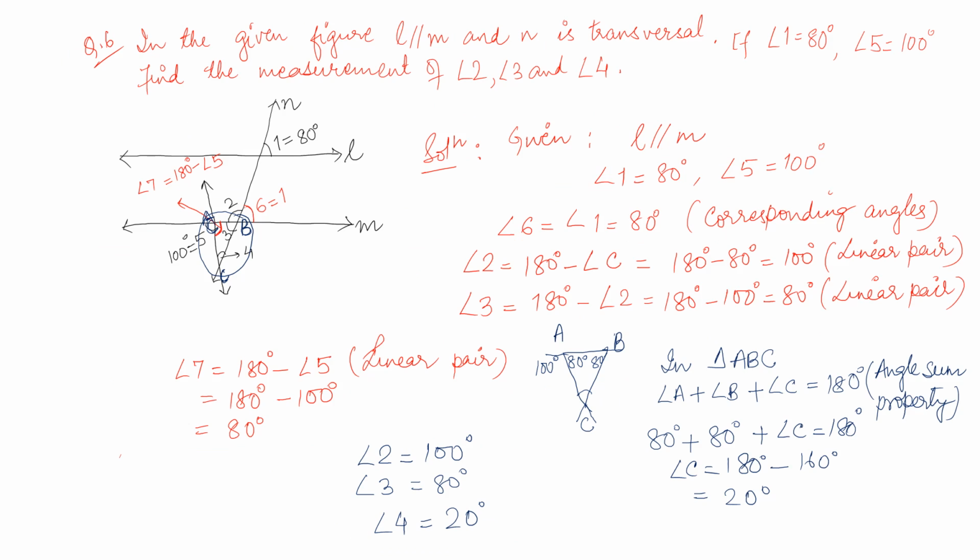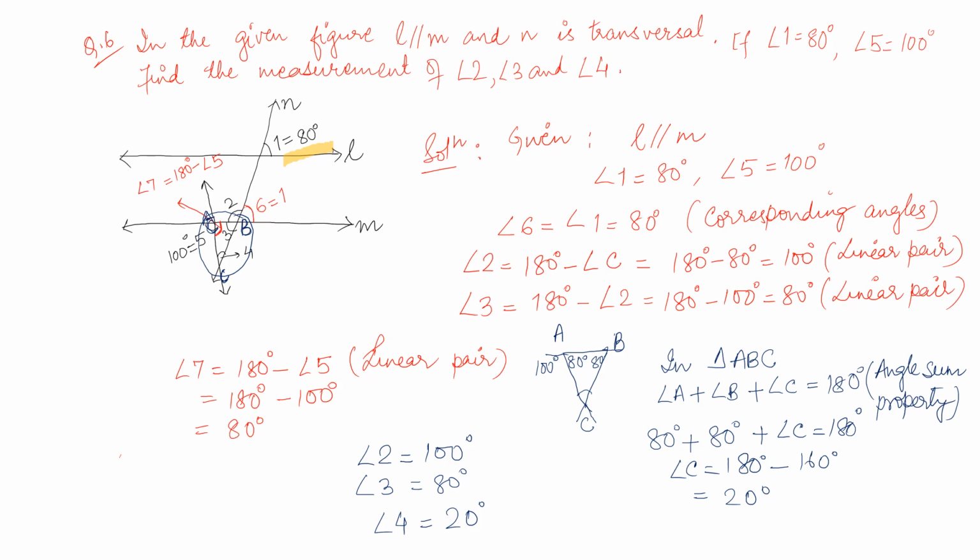Question number 6 of your book. It's very easy and very interesting also. Please see here. In the given figure, L is perpendicular to M and N is a transversal. If angle 1 is 80 degrees and angle 5 is 100 degrees, find the measurement of angles 2, 3 and 4. Angle 1 they have given us as 80 degrees and angle 5, you can see the figure properly in the book, is also 100 degrees.